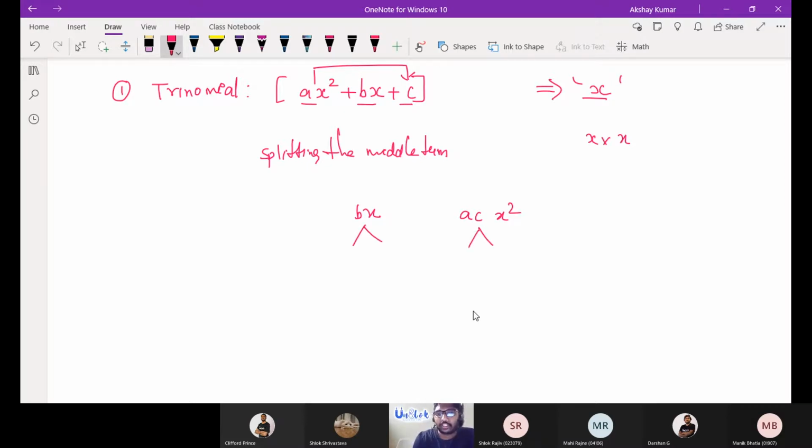Right? You try to break the middle term, and you have to find two numbers in such a way that when you add or subtract, you end up getting bx, and when you multiply, you end up getting ac into x square. And then you just write the two terms here, take common and find two factors. This is what everybody would have done in your 9th standard. So it is just exactly the same.